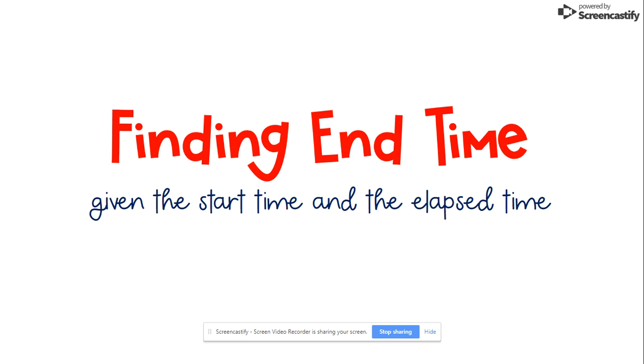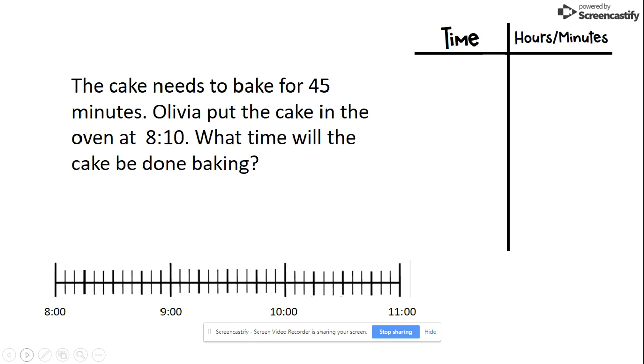end time. In our problems tonight, they're going to be showing us the start time, and they're going to tell us how long an event lasted, otherwise known as the time. In the first example, we have Olivia, who needs to bake her cake for 45 minutes. Olivia put the cake in the oven at 8:10. So what time will the cake be done baking?